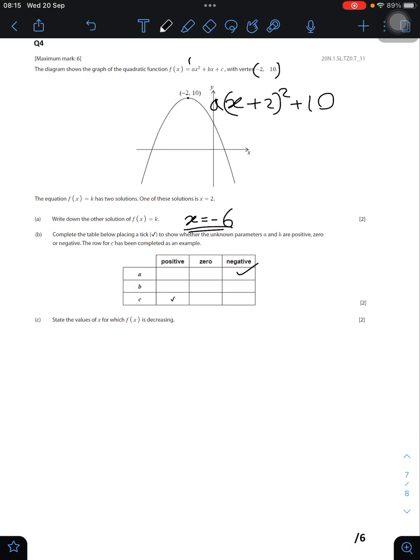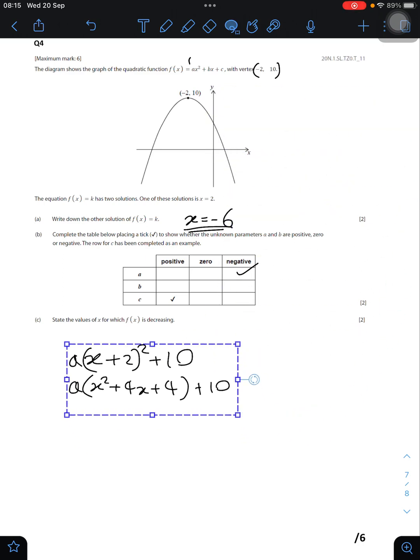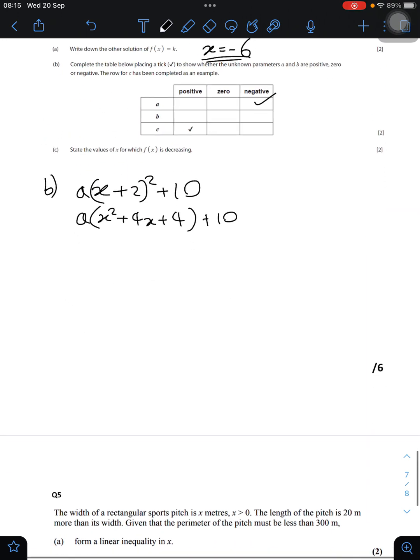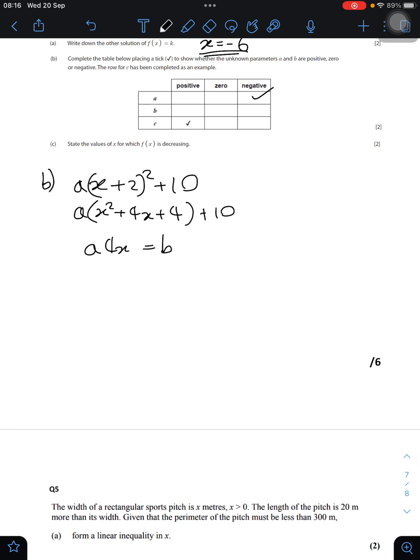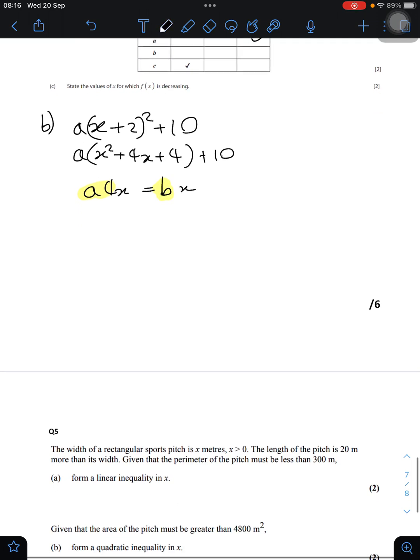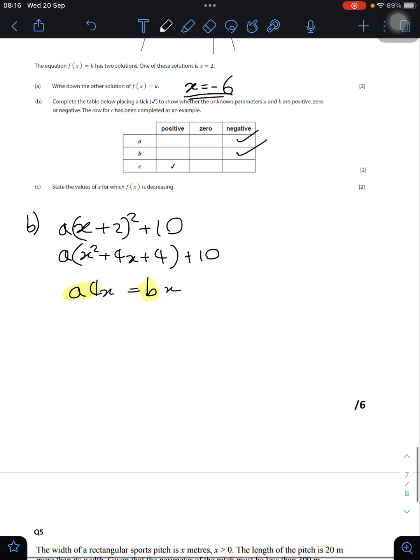So if we were to multiply this out, imagine that we've got ax squared plus 4x plus 4, plus 10. And then let's take this inside here, and let's go down to part B. We know that we're going to have an a for x squared, and that there is going to be our bx term. So comparing 4a and b, we know that a is negative, and so therefore b must be negative.